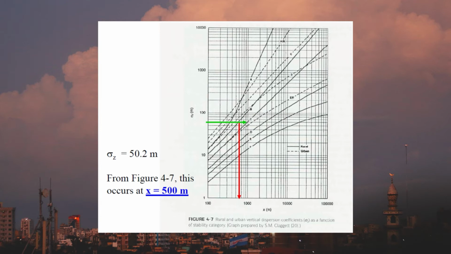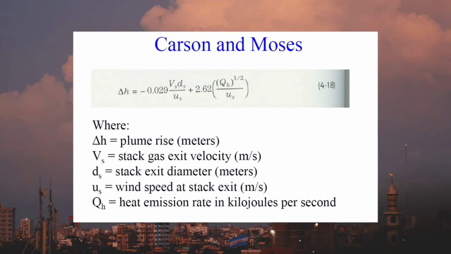This is the diffusion parameter, which is arrived at using this table, that is the stability class, whether the atmosphere is stable. And this is another equation that is used to calculate the effective stack height, the plume rise, which is again based on the stack velocity, the heat emission rate, and the wind speed. Based on this, we can calculate delta H, that is the plume rise.